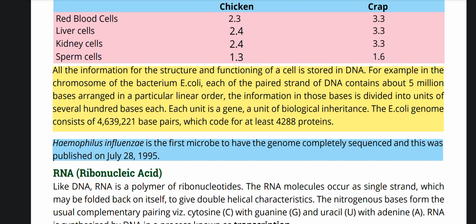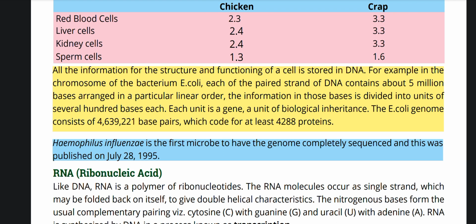For example, in the chromosomes of the bacterium E. coli, each of the paired strands of DNA contains about 5 million bases arranged in a particular linear order. The information in those bases is divided into units of several hundred bases each. Each unit is a gene, a unit of biological inheritance.